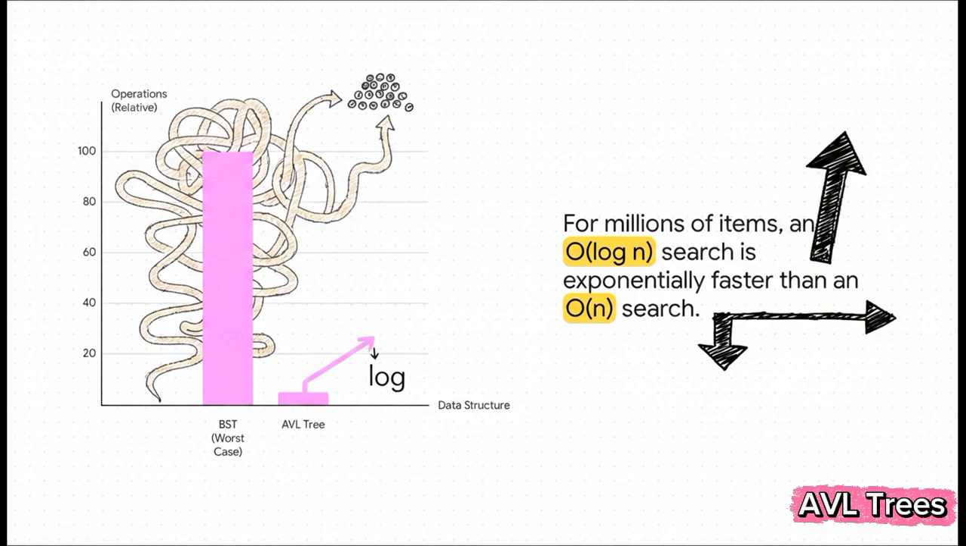But because an AVL tree is always balanced, its height is guaranteed to be logarithmic. Searching takes, at most, O(log n) steps. To put that in perspective, for 1 million items, a bad BST might have to look through all 1 million of them. But an AVL tree would take, at most, maybe 20 steps. I mean, the difference is just staggering.